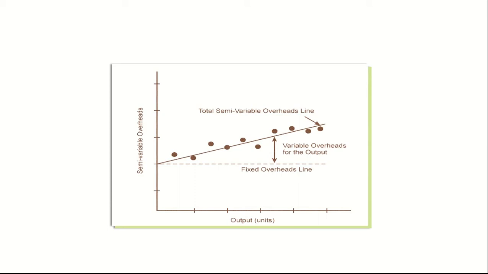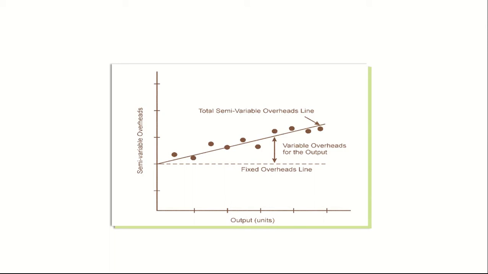D. Comparison by period or level of activity method. Under this method, the variable overhead may be determined by comparing the amount of expenses at different levels of activity. Since the fixed element does not change, it is found with the help of the following formula: change in the amount of expense divided by change in the quantity of output.